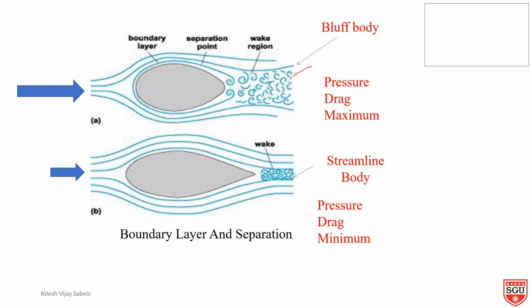Here a large amount of wakes are formed. Boundary layer is there. Here is the separation point. Due to that boundary layer separation, a large amount of wakes are formed. Second is the streamline body, where the separation occurs near the trailing edge of the body, and pressure drag is minimum, and here pressure drag is maximum. So bluff bodies are not recommended.